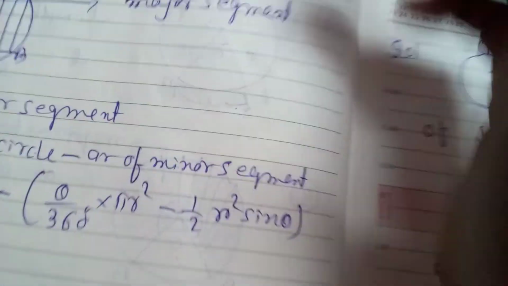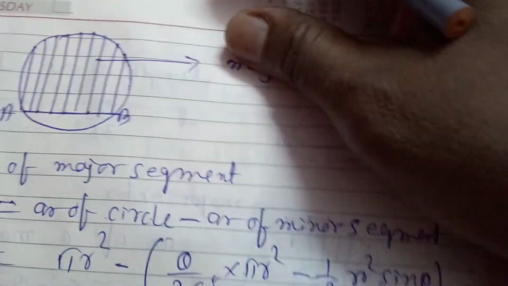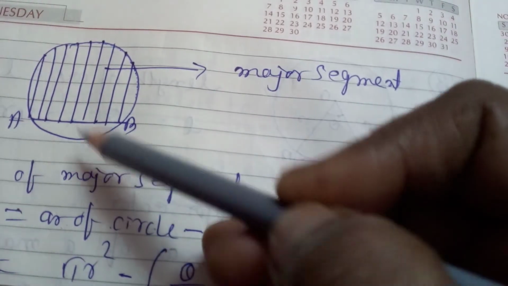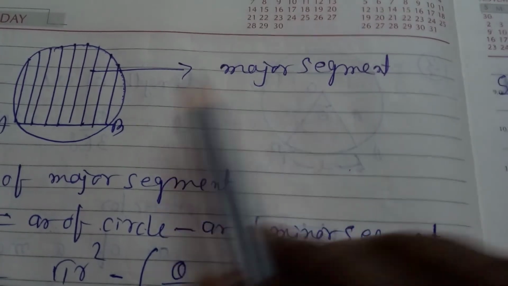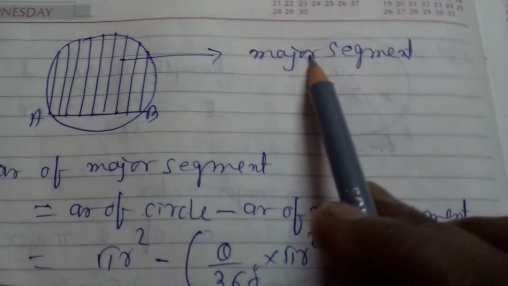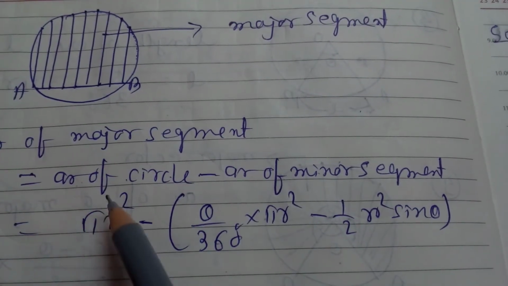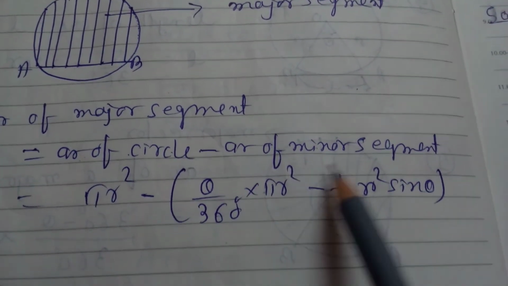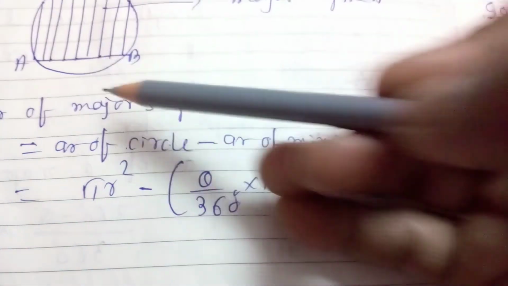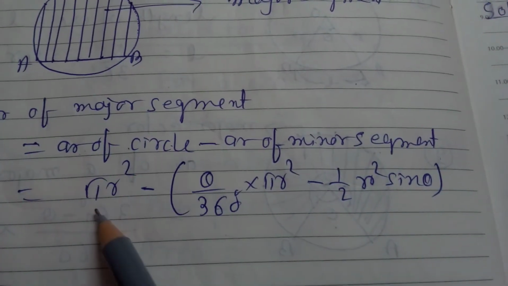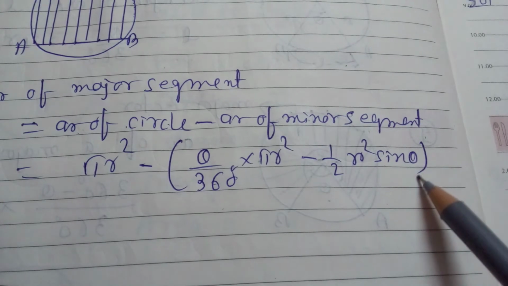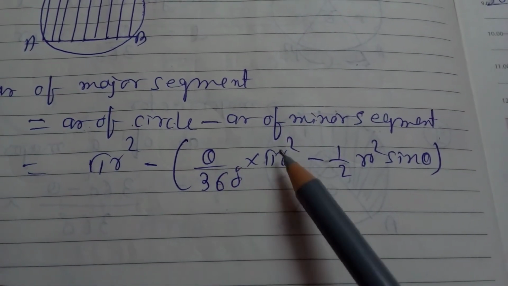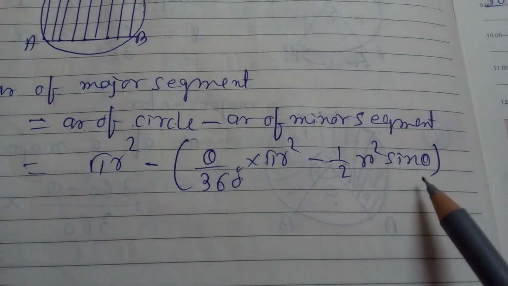Now next, look at this portion properly. This is a circle and AB is a chord. This portion is the minor part and this portion is the larger part. The larger part is known as the major segment. So how can you derive the formula of the major segment? The area of the major segment equals area of the circle minus area of the minor segment. This is the minor segment, which you have to subtract. Area of the circle is pi r square, and for the area of the minor segment, you write the formula within brackets: theta by 360 into pi r square minus half r square sin theta.